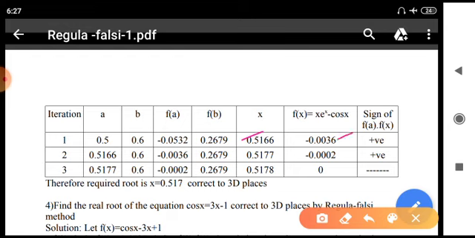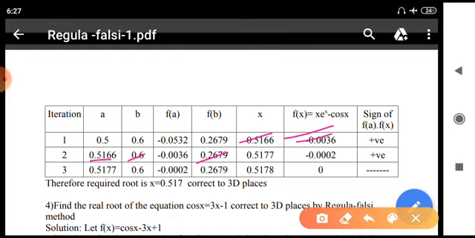Now again, what is the sign of f of a into f of x? This is negative, negative, so it has to be positive. And we know that if the sign of f of a into f of x is positive, we have to write the x value under the column a. B we will write as it is. F of a is already calculated here, then f of b is the same.